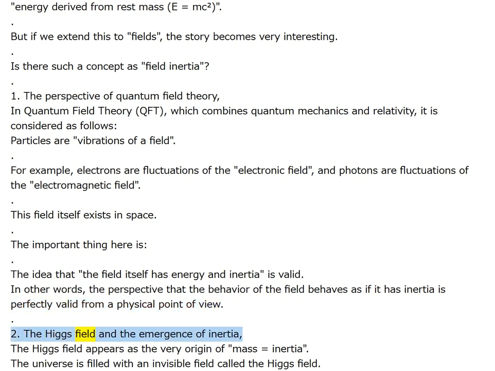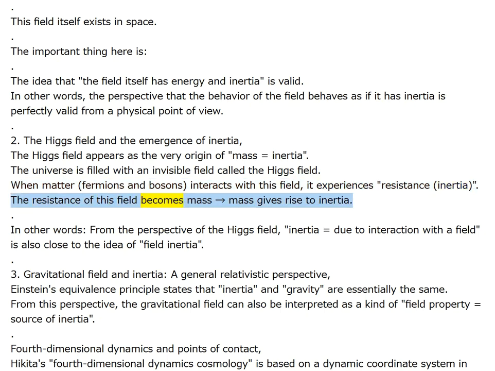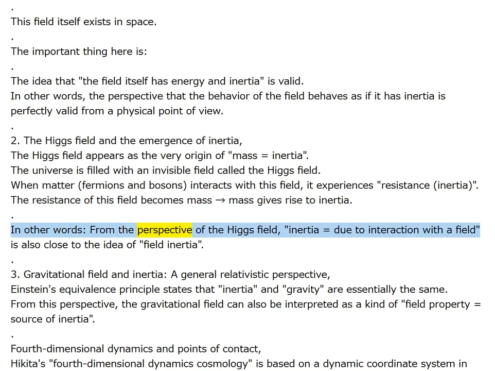2. The Higgs field and the emergence of inertia. The Higgs field appears as the very origin of mass, equals inertia. The universe is filled with an invisible field called the Higgs field. When matter, fermions and bosons, interacts with this field, it experiences resistance, inertia. The resistance of this field becomes mass and gives rise to inertia. In other words, from the perspective of the Higgs field, inertia due to interaction with a field is also close to the idea of field inertia.